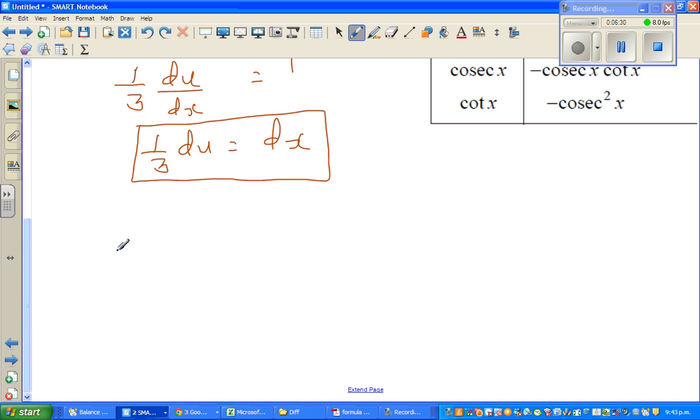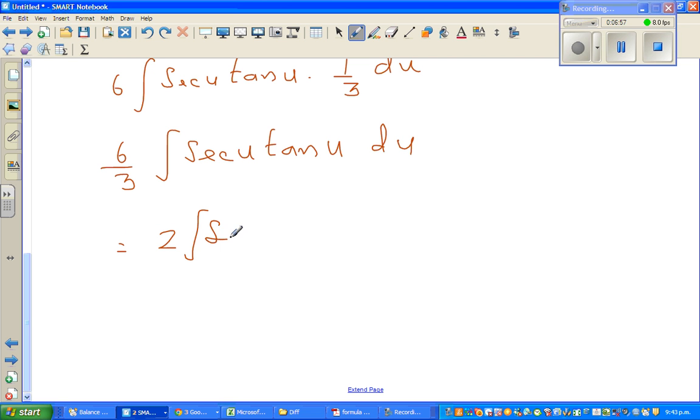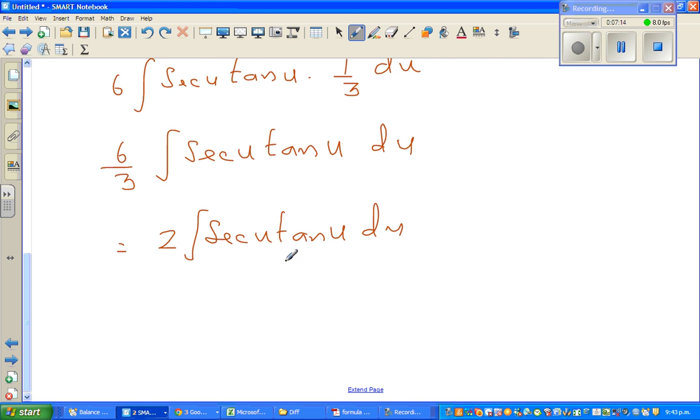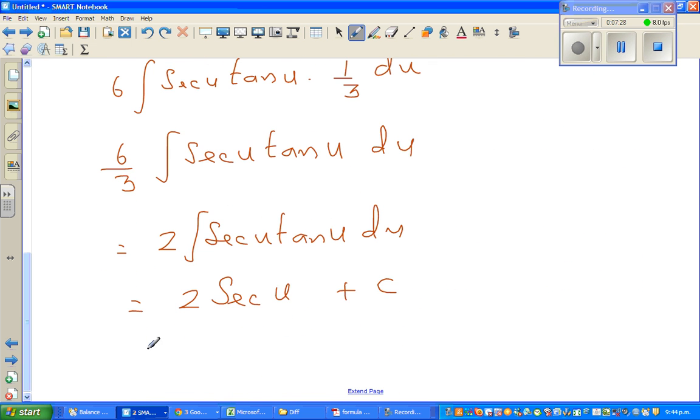So this changes to 6 integration of sec u tan u times 1/3 du. So 1/3 can be taken out, so it's 6 over 3 integration of sec u tan u du. This is nothing but 2 integration of sec u tan u du. Now this formula you can apply directly, because sec x tan x integrates to sec x, so sec u tan u integrates to sec u. Sec is short for secant. So this is 2 sec u plus c. But what is u? u is 3x. So ultimately this is 2 sec 3x plus c.